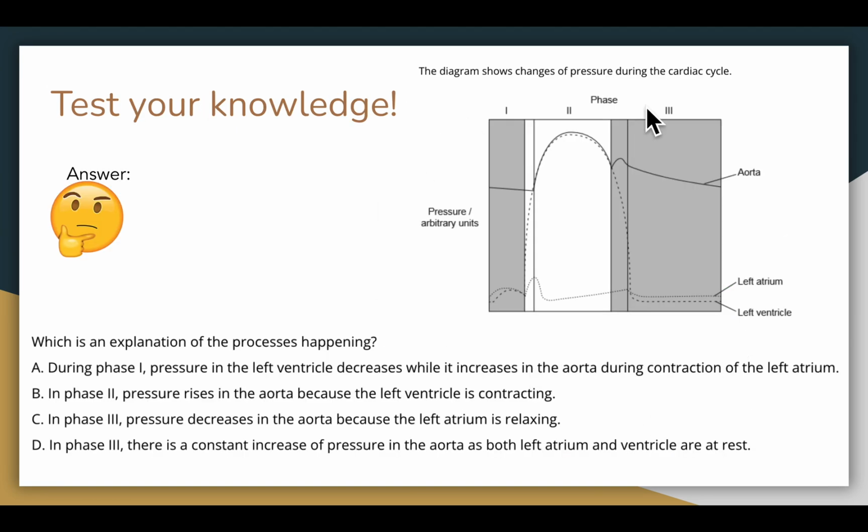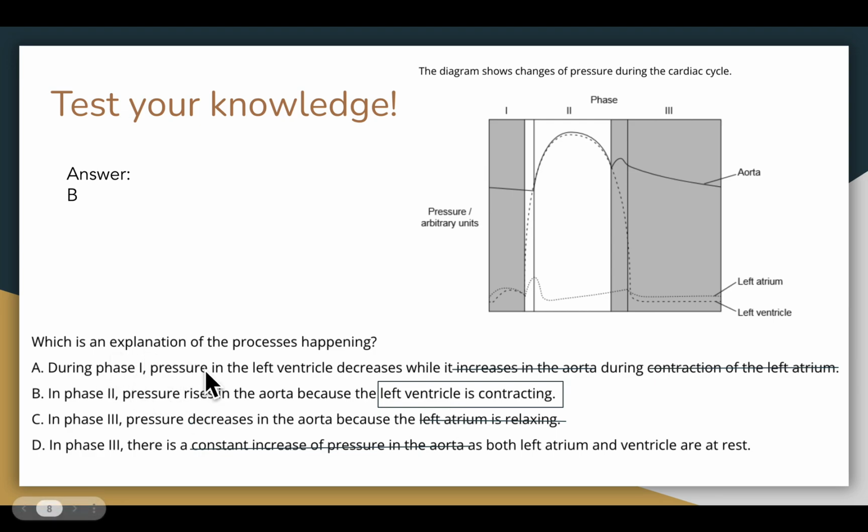Okay, here there's a question regarding the cardiac cycle that we just talked about, and you can try this out. The answer is B. In phase 2, the pressure rises in the aorta because the left ventricle is contracting. We can also check why the rest of the options aren't correct.